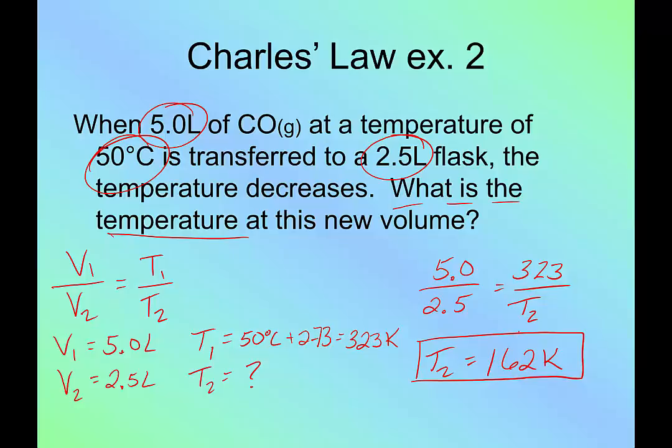So my temperature started at 323 and it went down to 162. Does that make sense? Yes, it does. Since my volume was halved, my temperature had better be halved. And that's a second example of how to do a volume-temperature relationship problem.